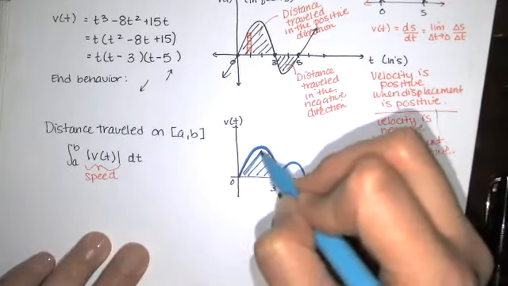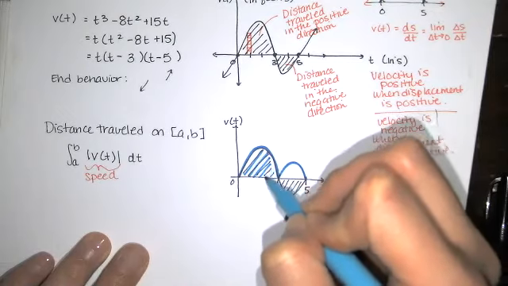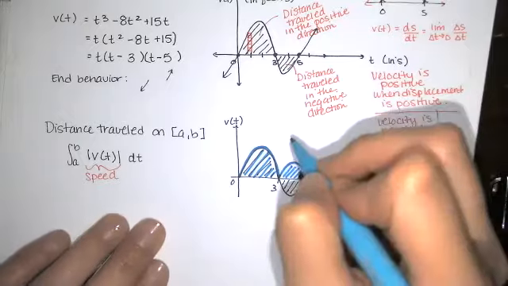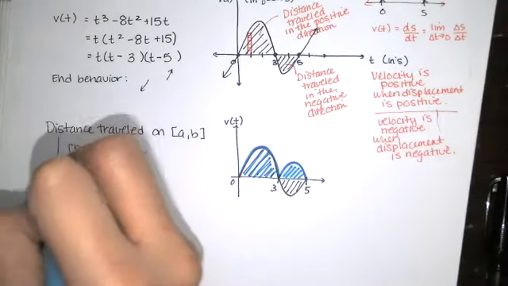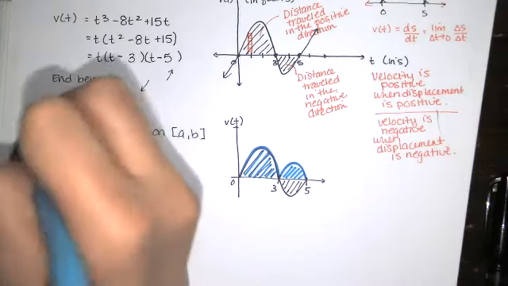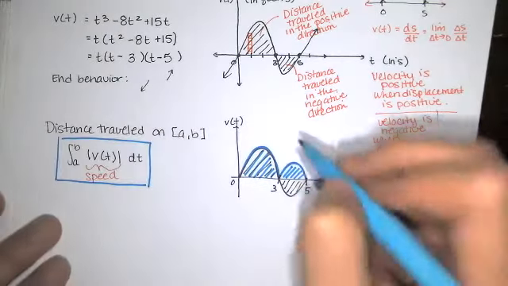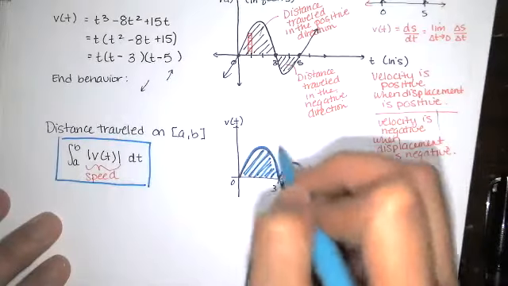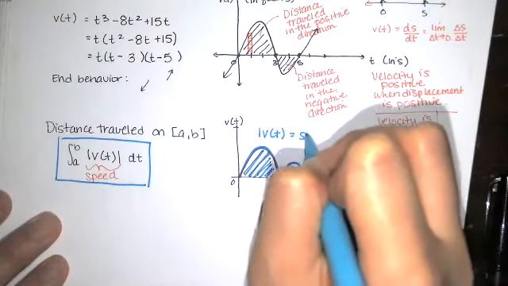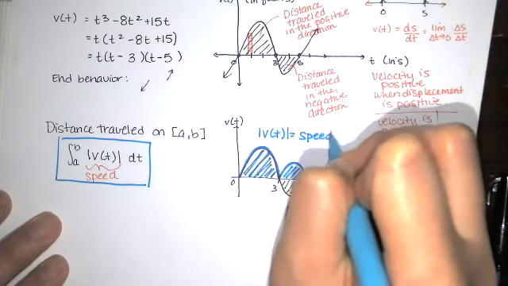Now if I look at the area under this blue curve, that's going to give me the distance traveled. It's represented by that area. And the blue curve, if the black curve was velocity, the blue curve is speed, absolute value of velocity.